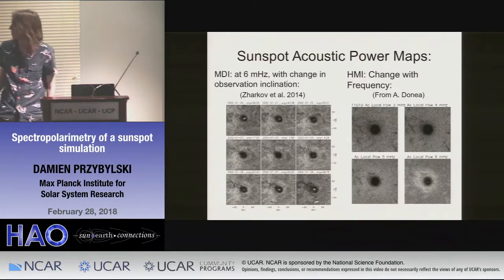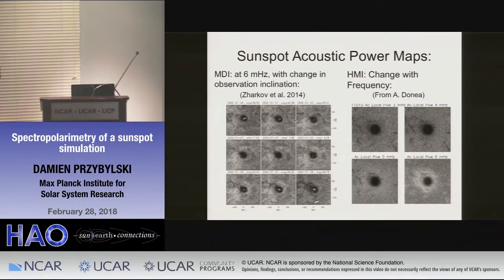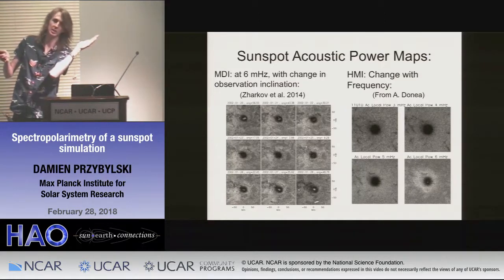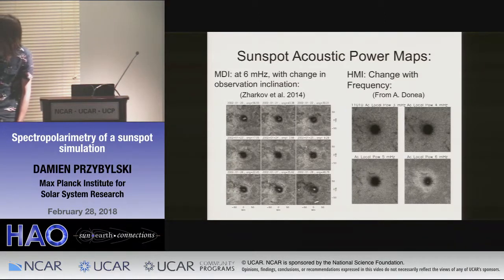This image was what got me going on this project. The left figure is from MDI, and we've binned it, looking at how the power varies at 6 millihertz. We're looking at different positions on the solar disk. If we look at 60 degrees inclination in one direction, and then slowly tilt until we get to 0 degrees, and then back the other side, we see some weird things in the umbra of a sunspot, particularly this little crescent-shaped thing that appears.